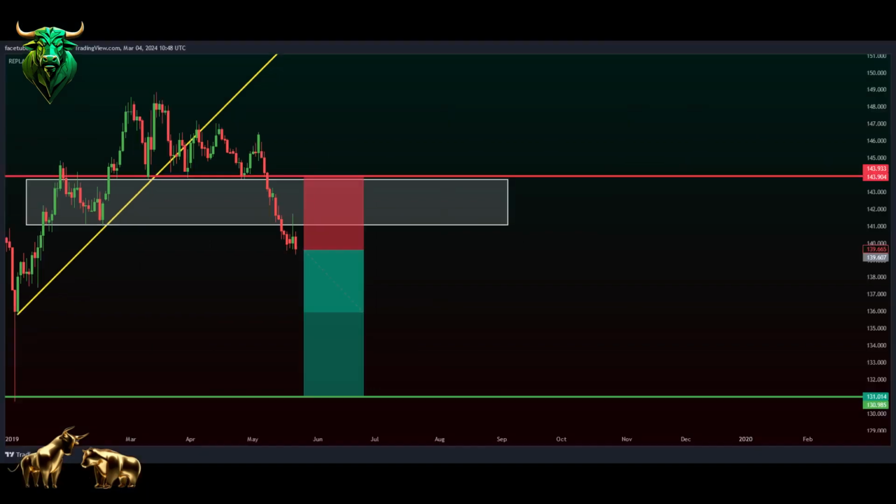We open a short trade. We place the stop above the last price high. We also set the risk-to-reward ratio to 1 to 2.